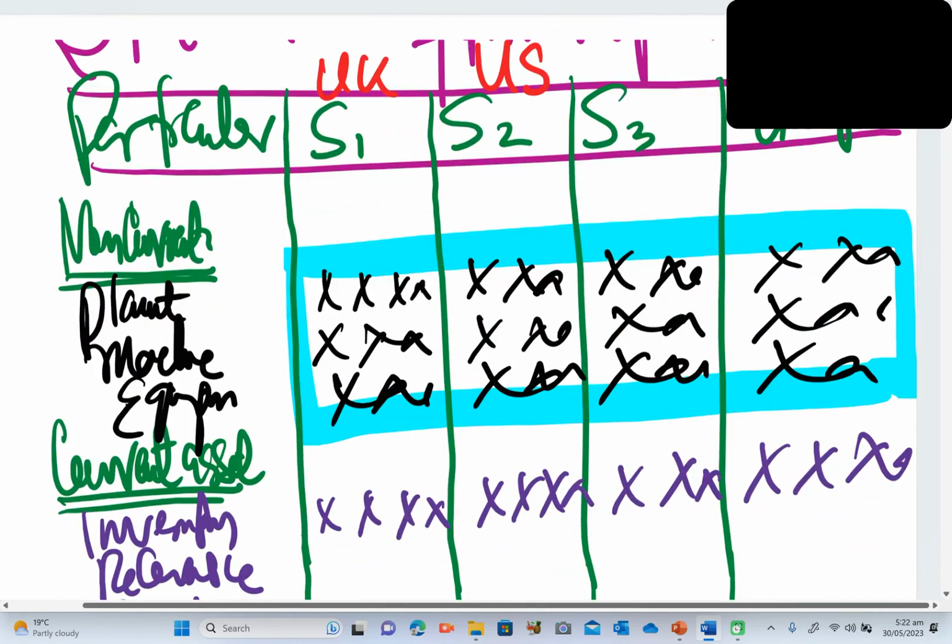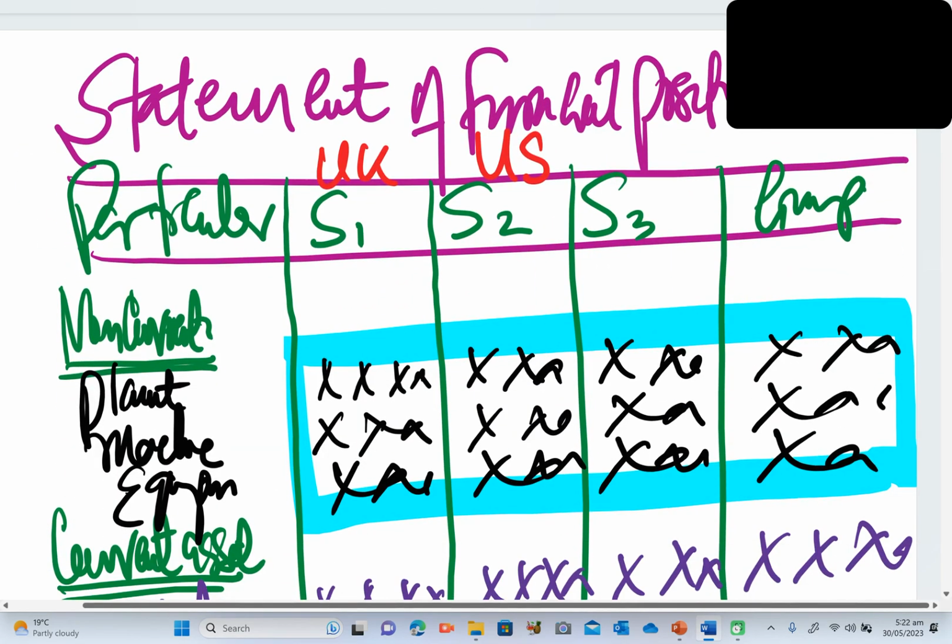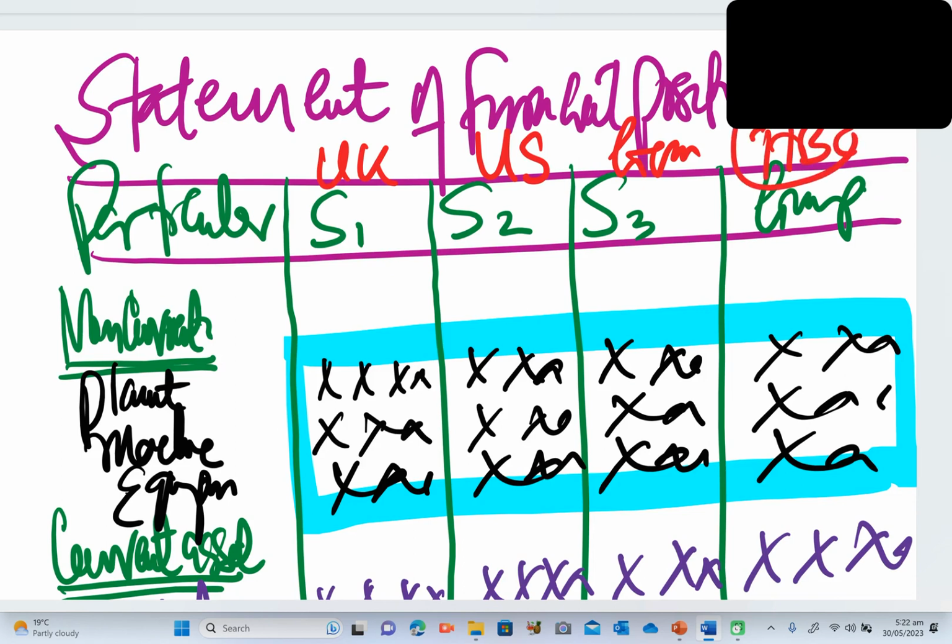S3 ni ngapi? German. Kwa naandika nini? German. Sasa ABC about the group. Tumesema nini? ABC imetaja Tanzania. Ndio office. Neno group company ni office, sio inchi.